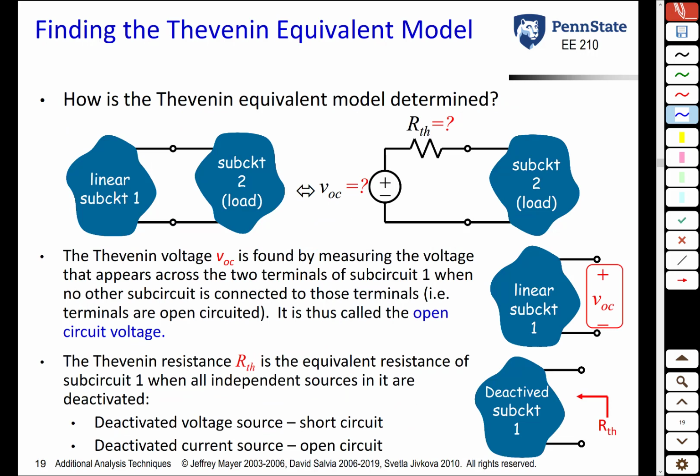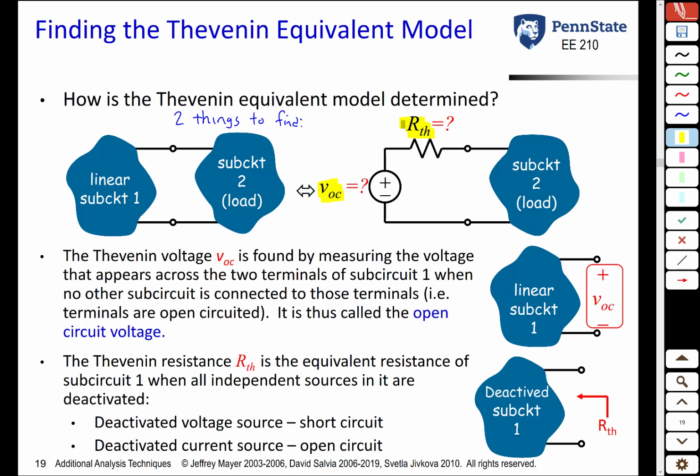So at this point, we're ready to ask the question, how do we find the Thevenin equivalent model? There are two things you need to find. The first thing is this voltage value, VOC. The second thing you need to find is this resistance, R Thevenin. So how do you find the two?